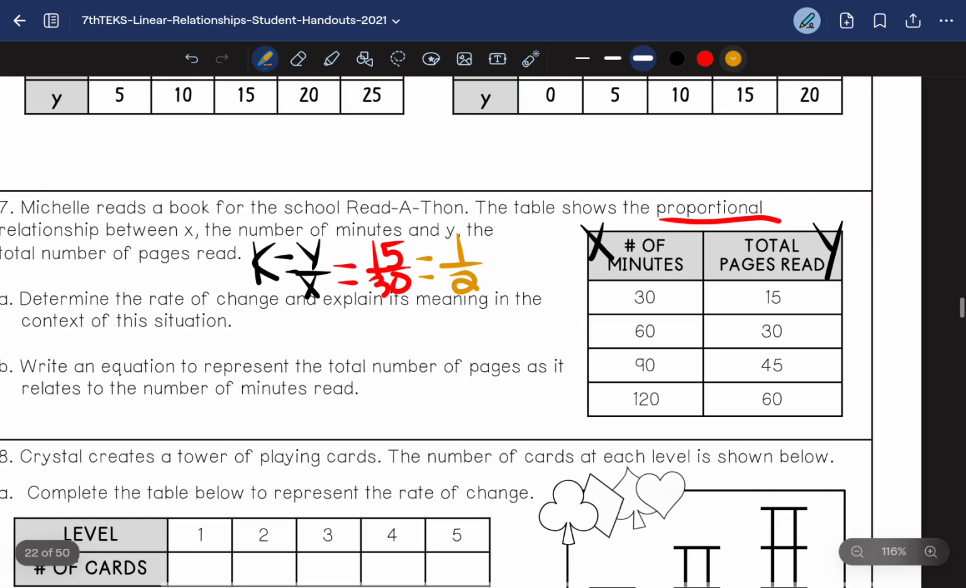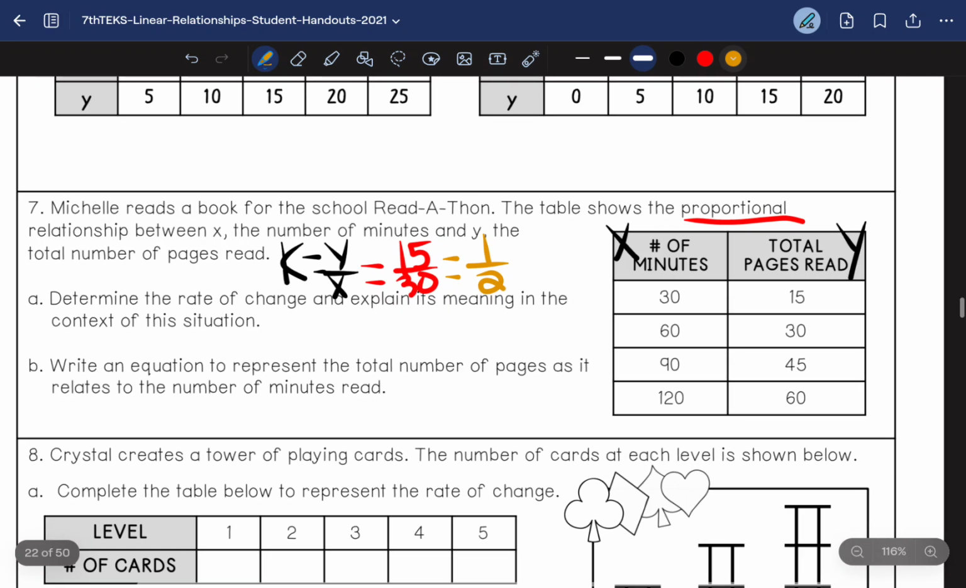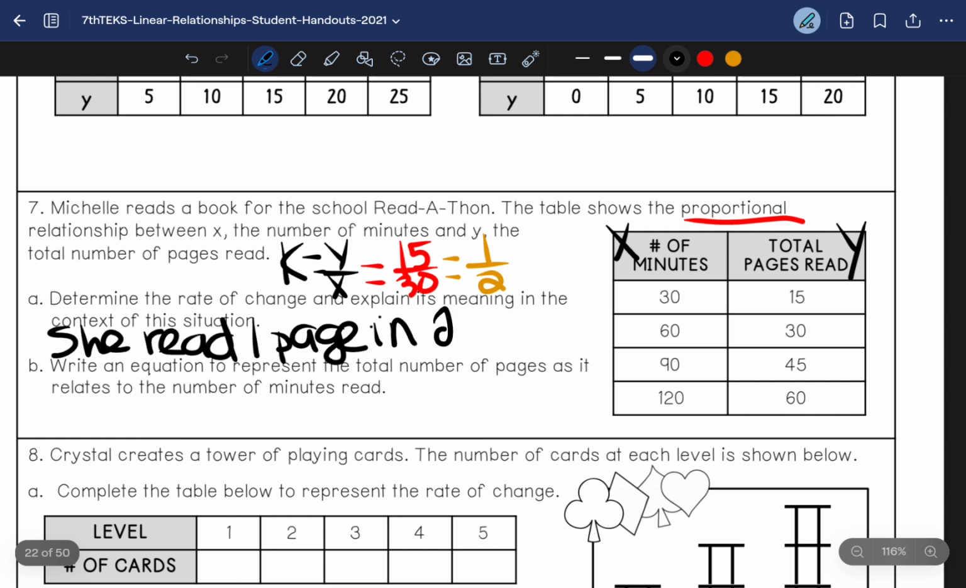So Y represents the total pages read, and X represents the number of minutes. So what that means is she read 1 page in 2 minutes. And I'm going to abbreviate minutes.